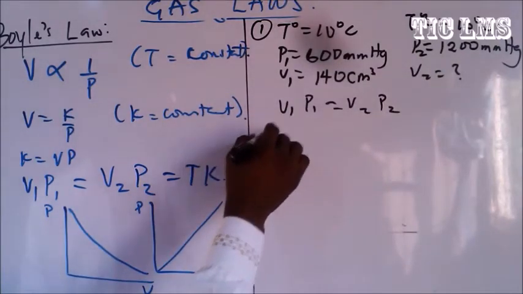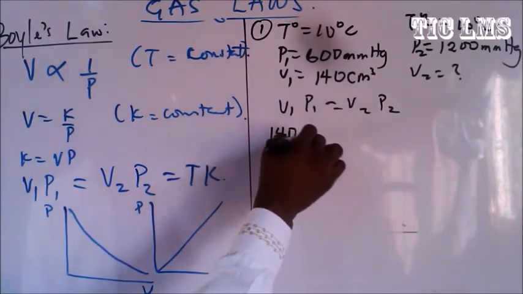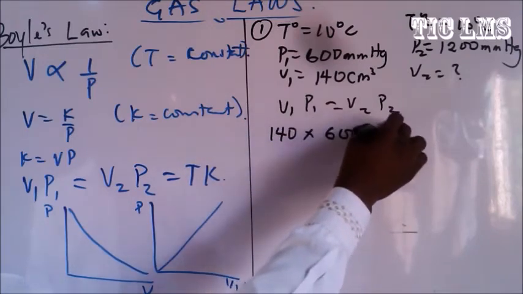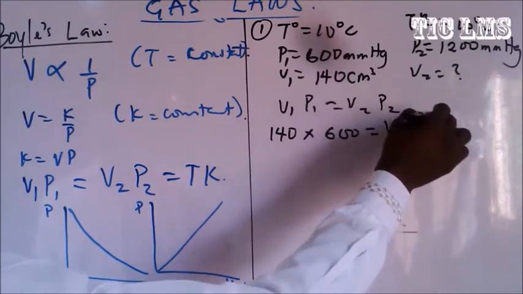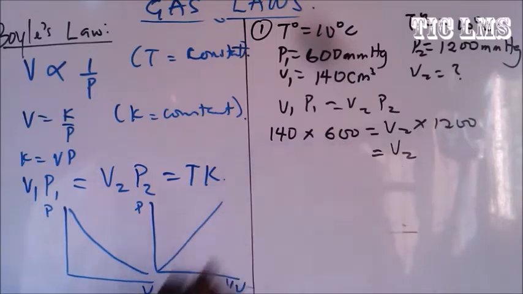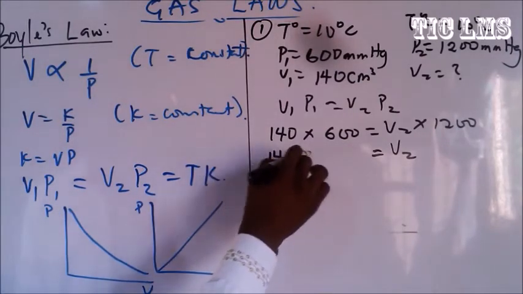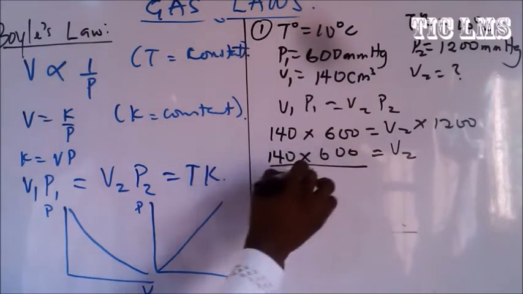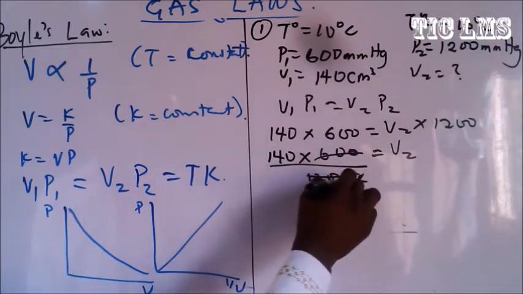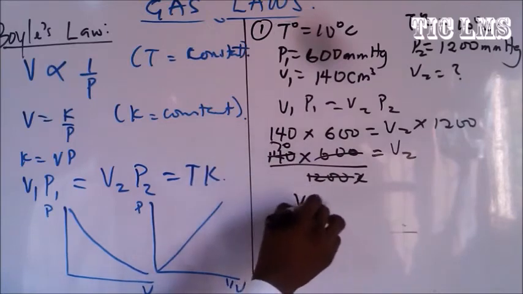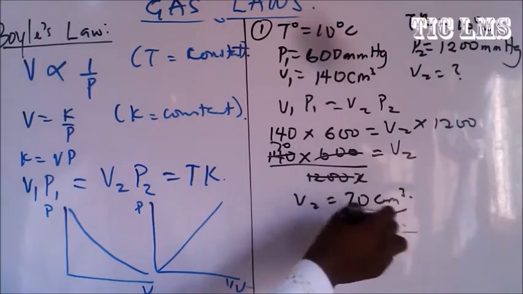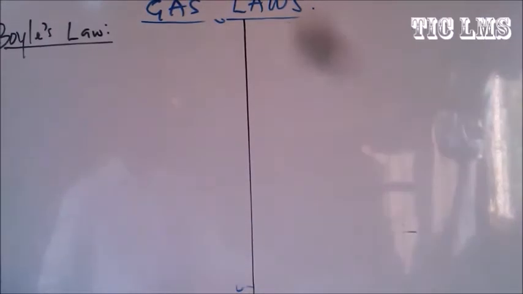Now the initial volume was 140 multiplied by the initial pressure, which is 600, equal to V2, which is unknown, multiplied by P2, which is 1200. And so making V2 the subject of this equation, we'll have 140 multiplied by 600 divided by 1200. And so we'll have 70. Hence, our V2 equals 70 centimeter cubed. Let's take the next question.